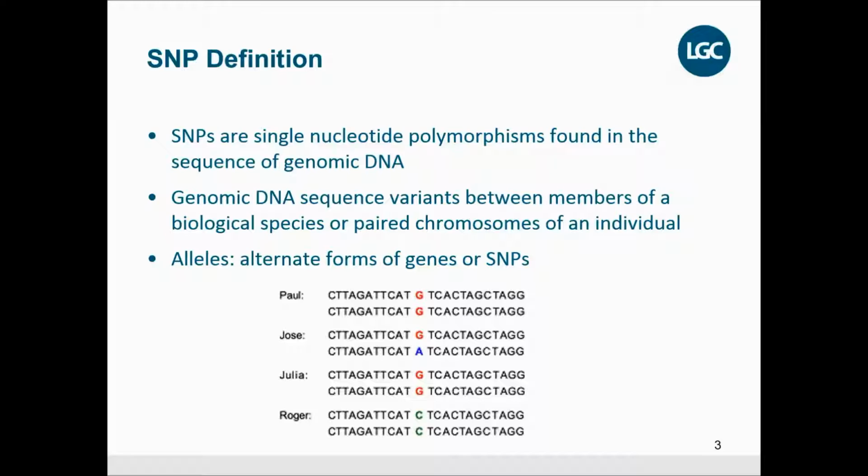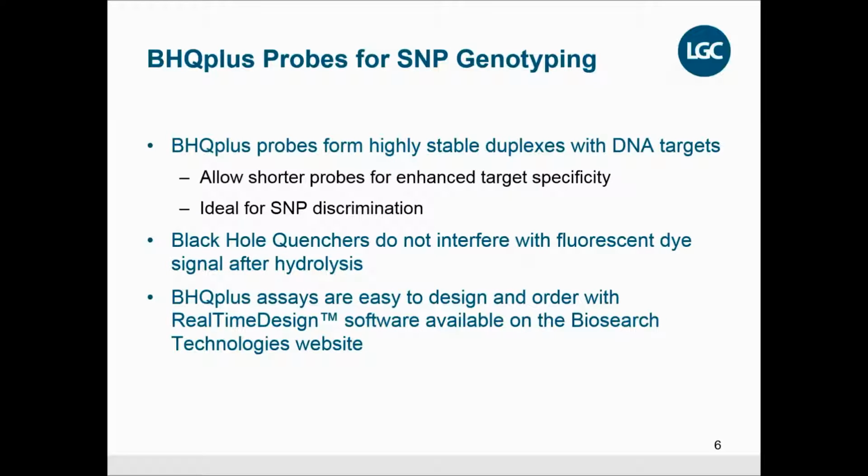I'd like to start with just a definition of the SNP. A SNP, a single nucleotide polymorphism, is a form of genetic variation where you have a single nucleotide change between individuals or between a pair of chromosomes that would otherwise be identical. And an allele is, by definition, an alternative form of a gene or SNP, and we'll hear this term used frequently throughout the presentation.